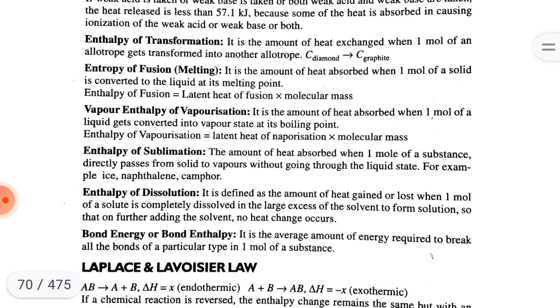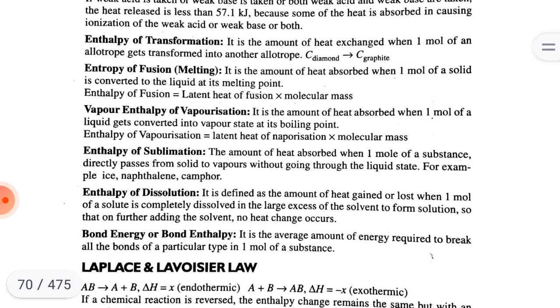Enthalpy of fusion or melting. It is the amount of heat absorbed when 1 mole of a solid is converted to liquid at its melting point. Enthalpy of fusion is equal to latent heat of fusion multiplied by molecular mass. Enthalpy of vaporization. It is the amount of heat absorbed when a mole of a liquid gets converted into vapor state at its boiling point. Enthalpy of vaporization is equal to latent heat of vaporization multiplied by molecular mass. Enthalpy of sublimation.